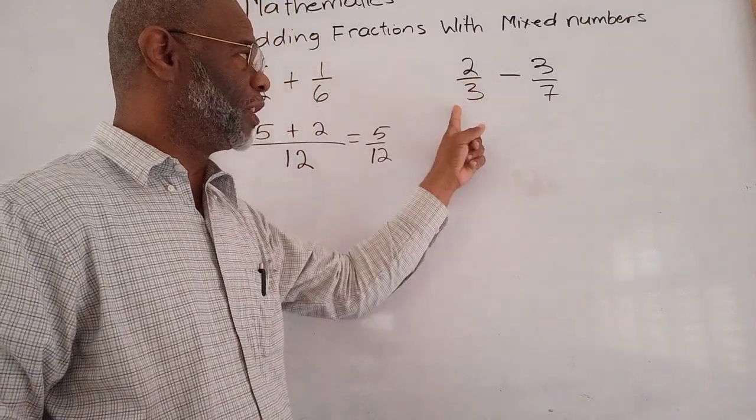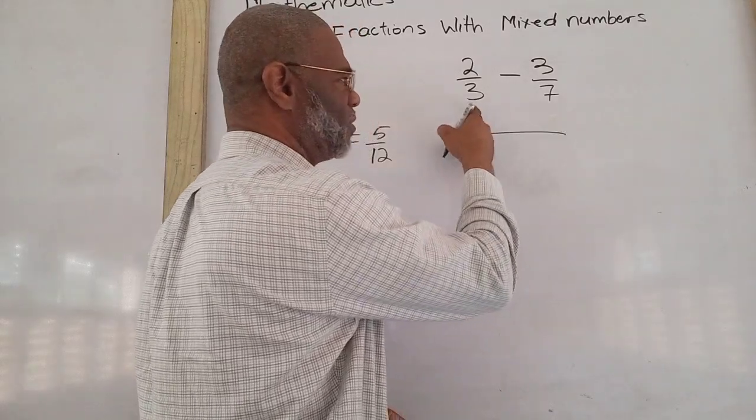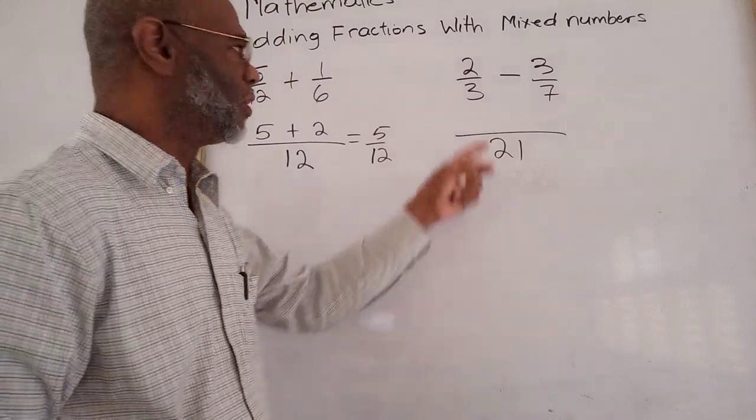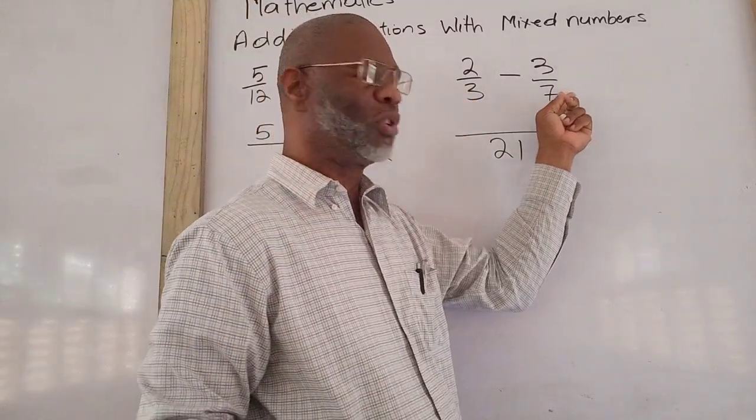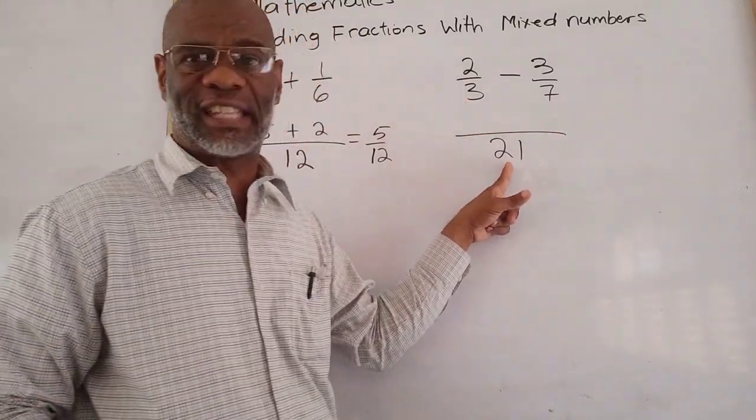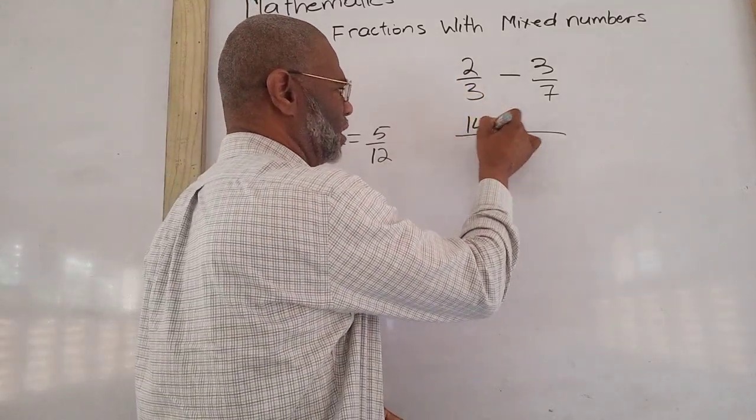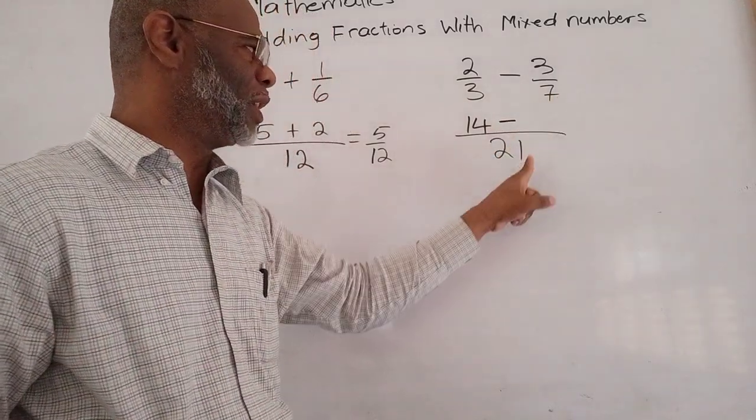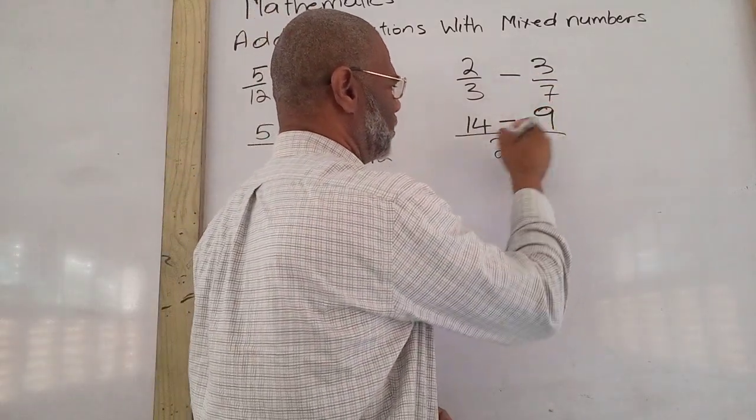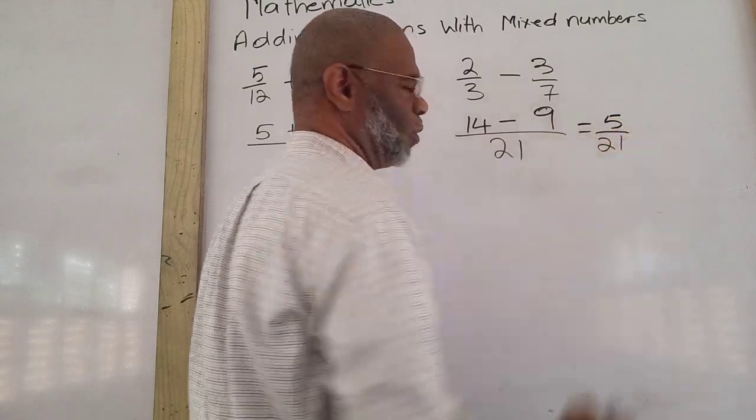We have 2/3 minus 3/7. Now the LCM of 3 and 7 is 21, 3 sevens, 21. 3 will go into 21 and 7 will go into 21 without leaving a remainder. So we say 3 into 21 is 7, and then 7 times 2 is 14, minus. 7 into 21 is 3, and then 3 times 3 is 9. So 14 minus 9 is 5, so that's 5 over 21.